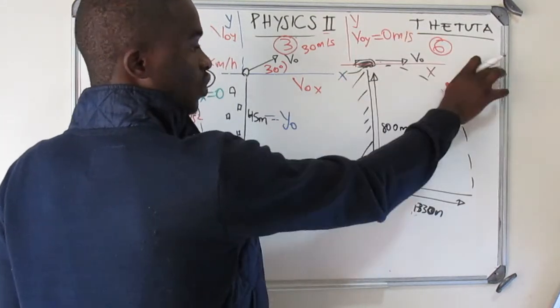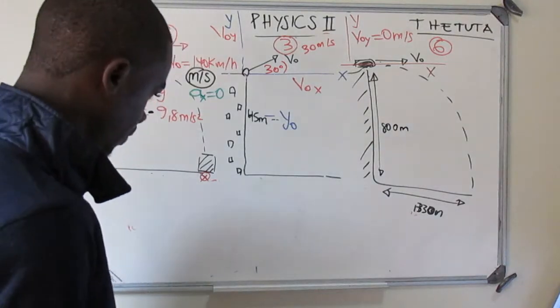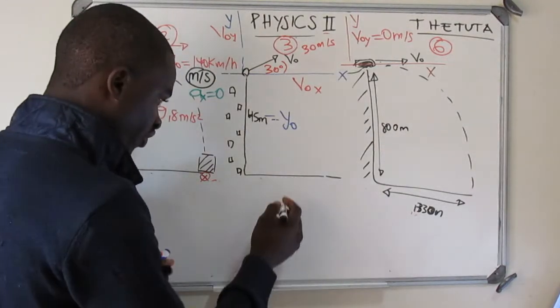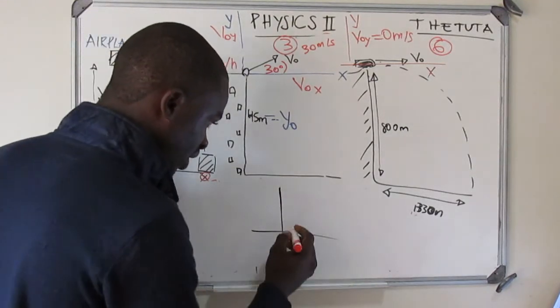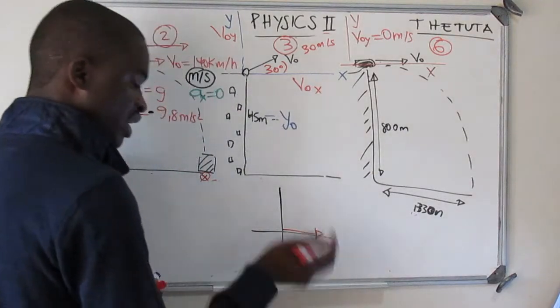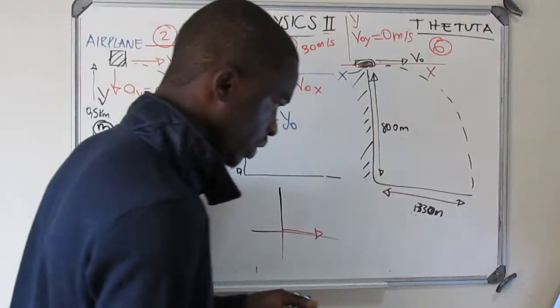The speed is only in the x-axis. Remember when we were working with force, if I come here, I have a vector, and this vector is already in the x-axis. So the component in the y-axis is equal to what? It is equal to 0.